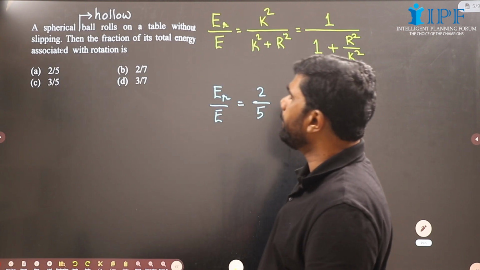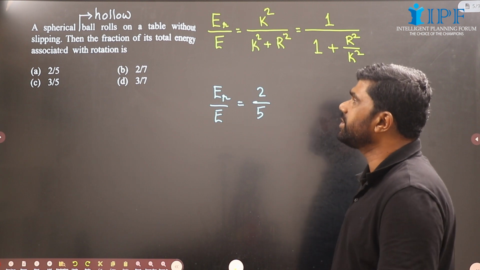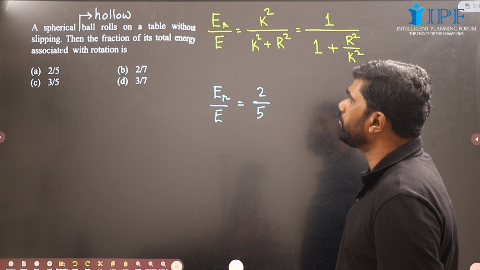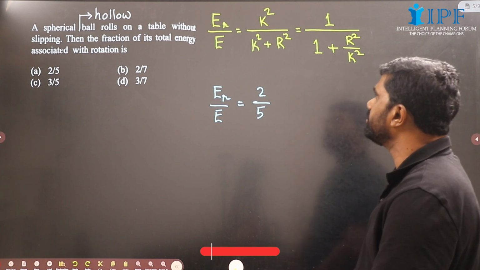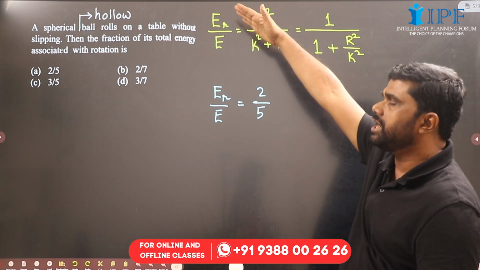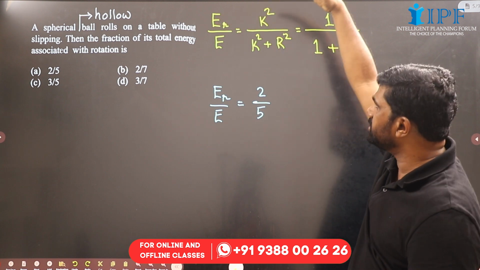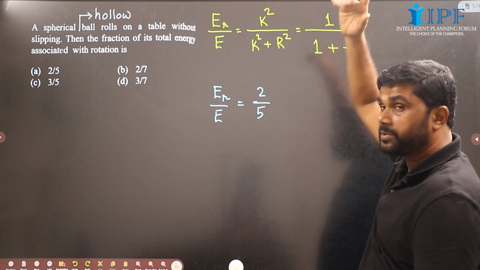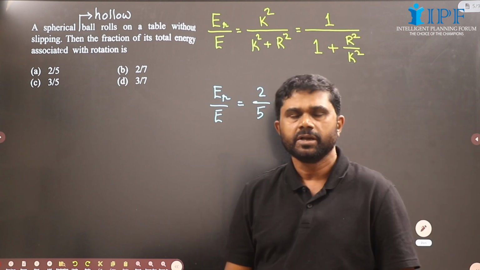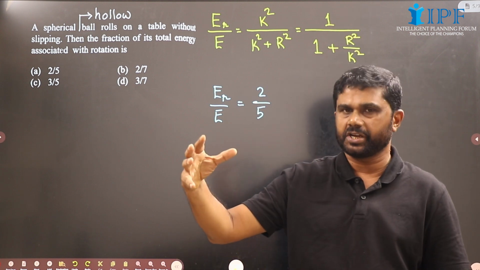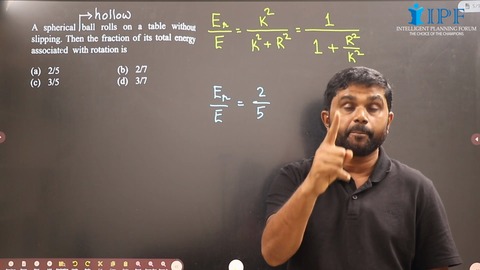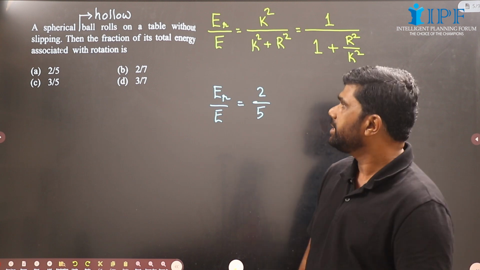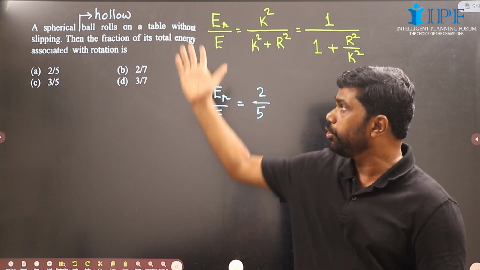Okay, now a spherical hollow ball rolls on a table without slipping. Then the fraction of its total energy associated with rotation. Rotational energy divided by total energy is k square by k square plus r square, which is equal to 1 divided by 1 plus r square by k square. In the expression for moment of inertia, the coefficient of mr square is the ratio k square by r square. Here we have a spherical hollow ball.